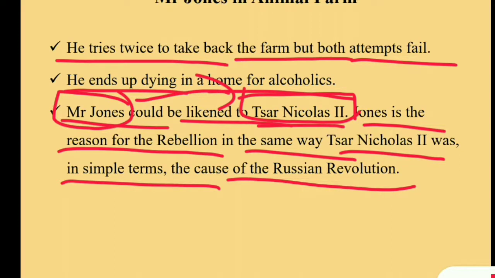Nicholas II was a self-centered person who lived his life as a drunkard, and the only thing that mattered to him was related to himself, not to the countrymen. Therefore, he was the chief reason for the Russian Revolution.